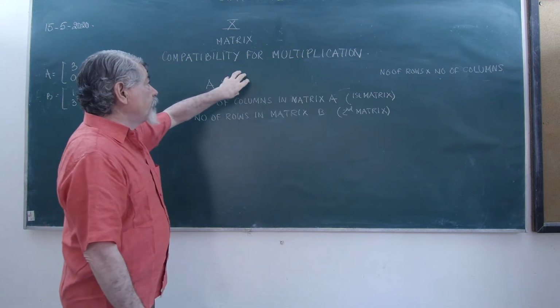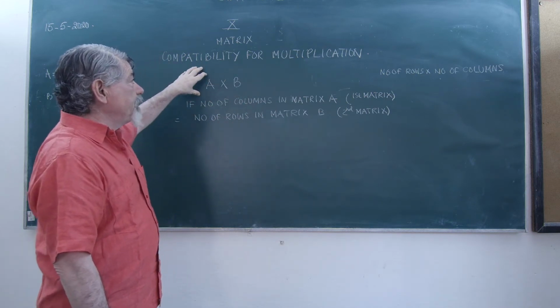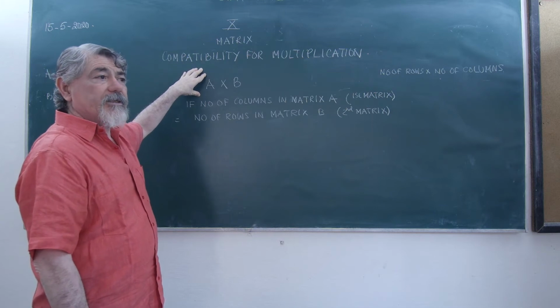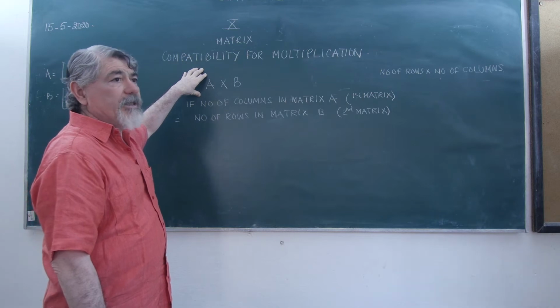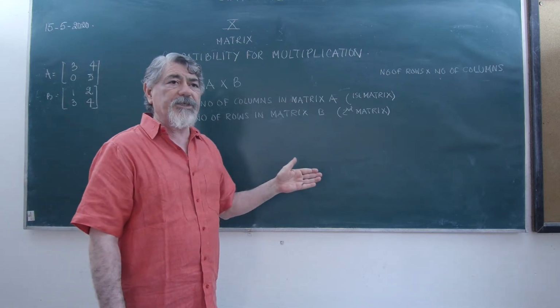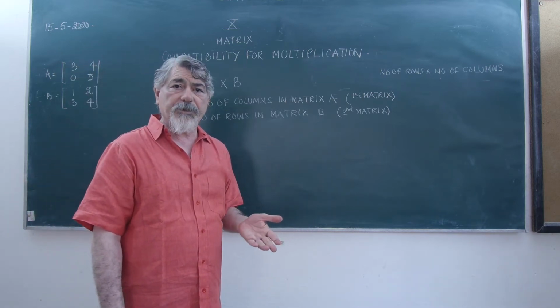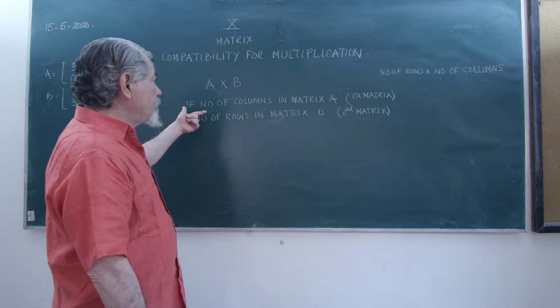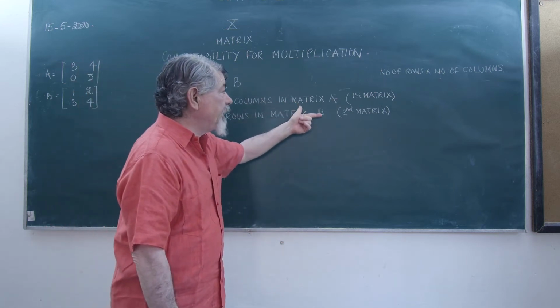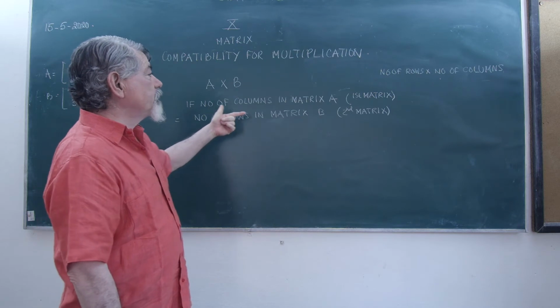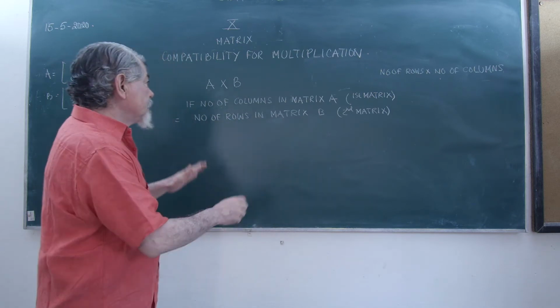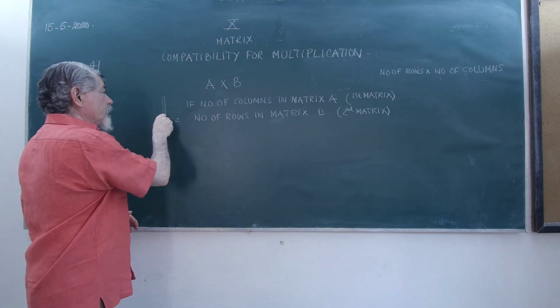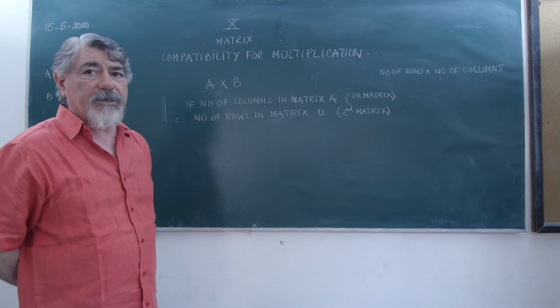That means number of columns in B should be equal to number of rows in A, then multiplication B into A is possible. It may be possible that A into B is possible, but B into A may not be possible. So number of columns in matrix A equal to number of rows in matrix B, then matrix multiplication is possible. This is the first most important condition of the matrix multiplication.